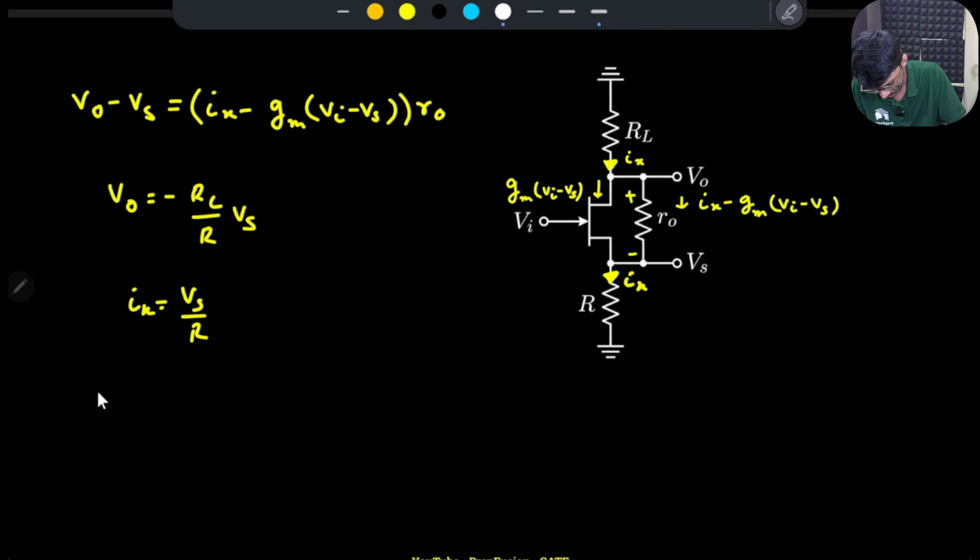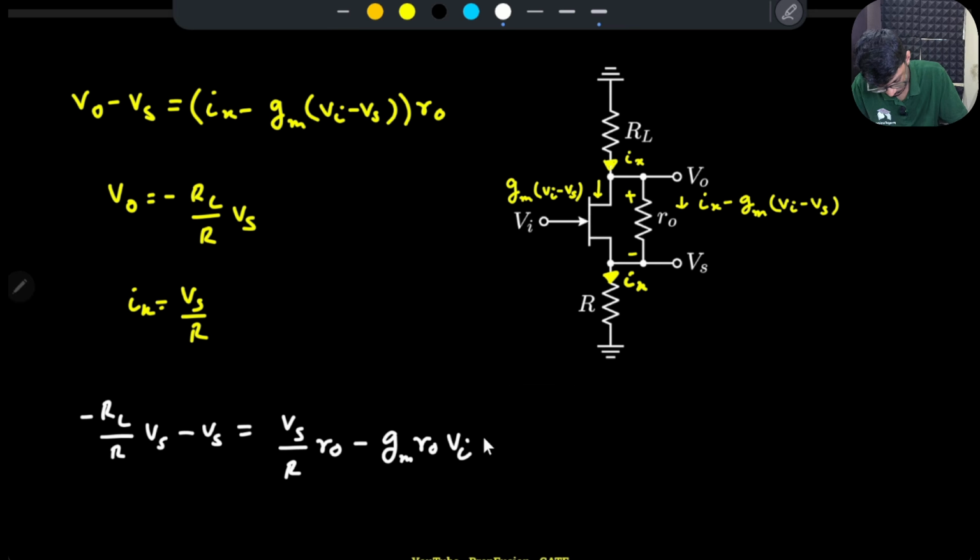So this will become minus RL by R Vs minus Vs equals Vs by R into Ro. This will be minus GM Ro Vi. This will be plus GM Ro Vs, right? GM Ro Vs.